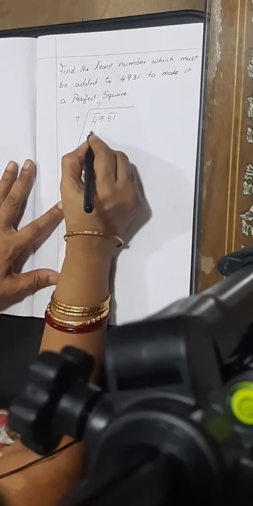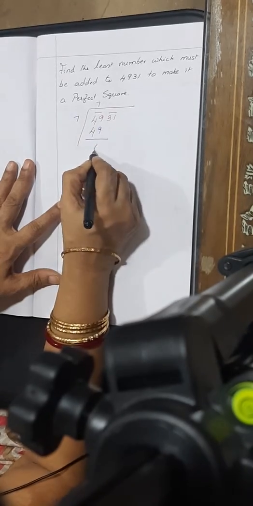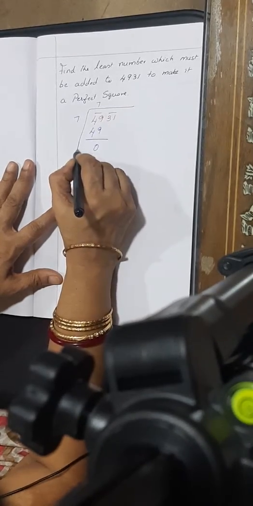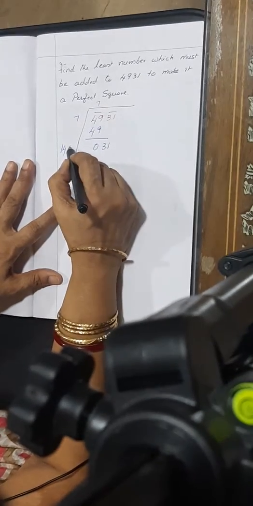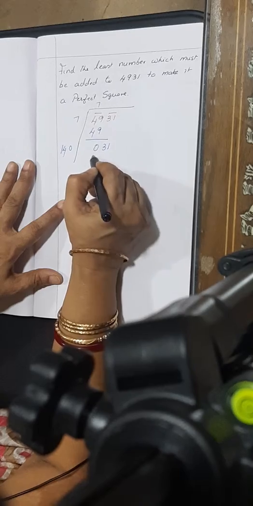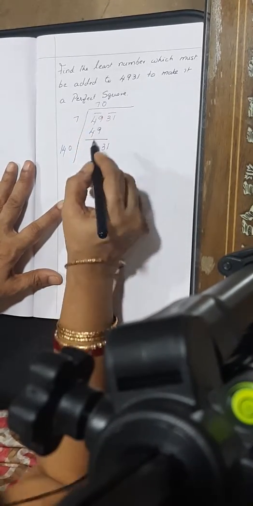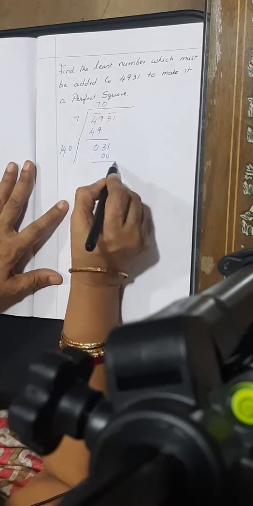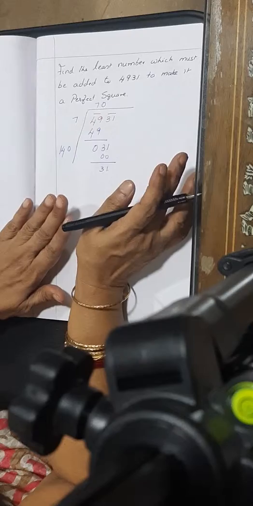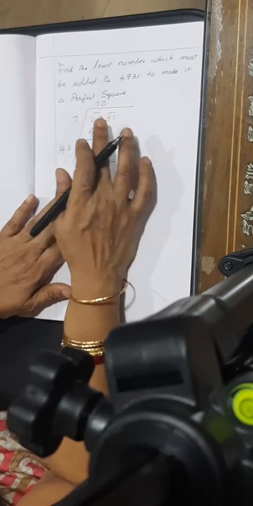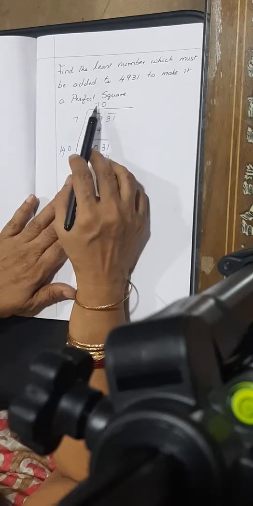So, 7 into 7, 49. So, 0. So, double of 7 is 14. So, 31 down. So, if you put 1, that will become 141 greater than 31. So, we can't do that. So, we will put 0. So, you get 0. So, 31 is now the remainder. Now, if you subtract 31 from this 4931, you get 4900, that is a perfect square. Square root will be 70.